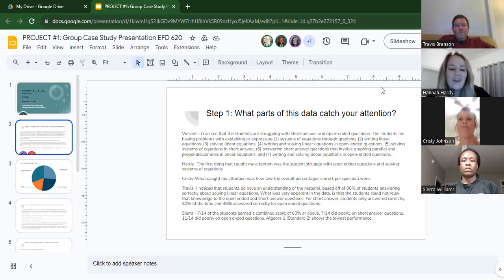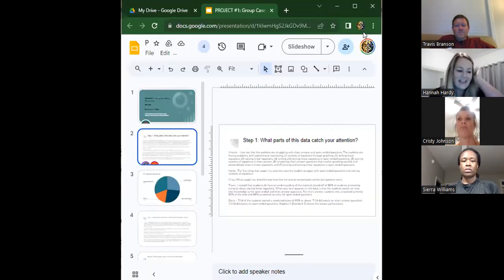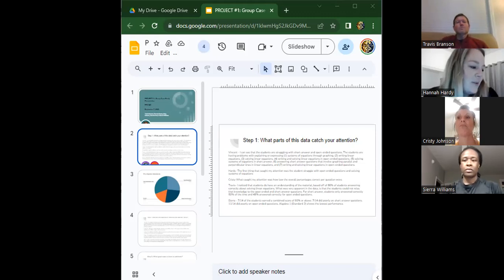The first thing I saw when I looked at this data was honestly all the red. I saw a lot of red, and so that made me want to look into it and read a little further and see what was all the red. And like Vincent said, most of it, when you get down into the bottom part of the data, was due to the open-ended questions, and solving the systems of equations was the pretty big struggle of the class on this assessment.